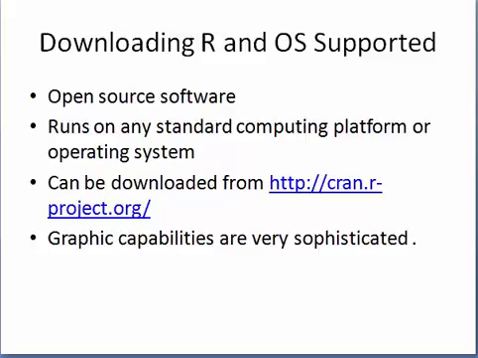R is open source software, so you don't have to pay for it, you can download it, and it gives you all the freedom to modify the software. The second advantage is that it runs on any standard computing platform or operating system, whether it is Macintosh, Windows, or Linux. One can even download the software on a PlayStation 3 and try to execute it.